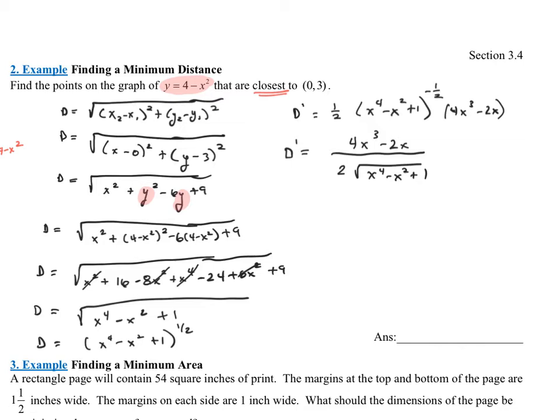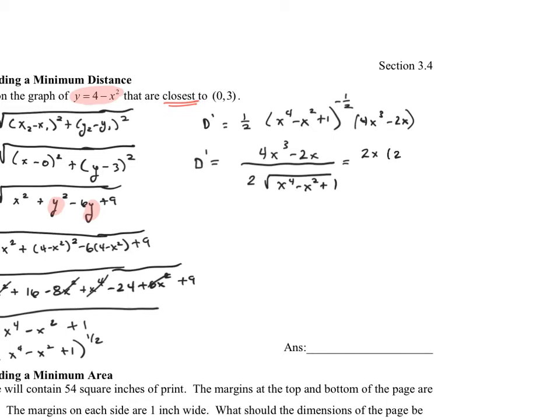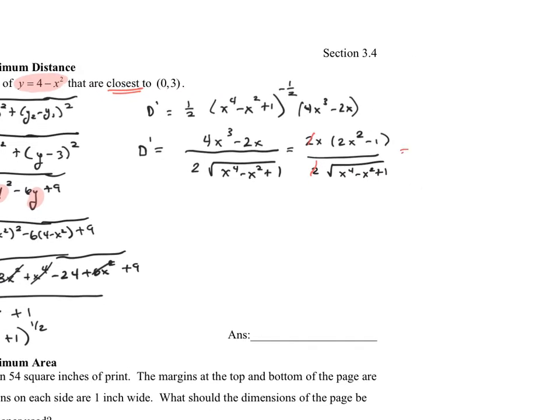Okay, what do I do at this point in time? Well, let's see if we could simplify anything. I do notice on top, I can pull out a factor of 2x. If I pull out a 2x, let's see what we would have left. It would be 2x squared minus 1 all over 2 times the square root of x to the 4th minus x squared plus 1. The 2's could simplify. The simplest form of the derivative that I see is x times 2x squared minus 1 all over the square root of x to the 4th minus x squared plus 1. A nasty looking function, but that is the derivative.